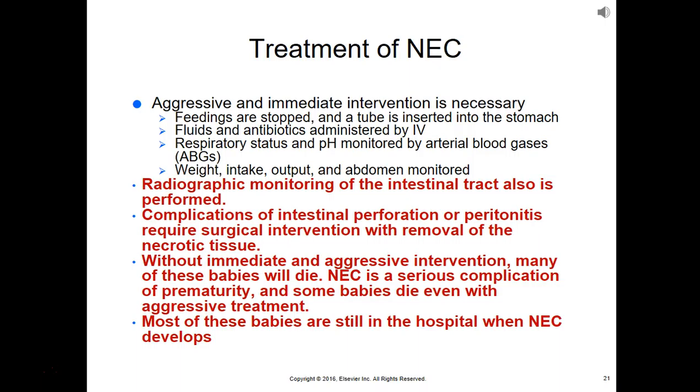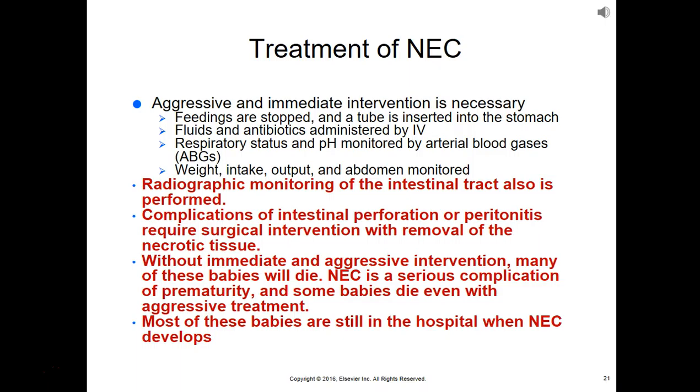Radiographic monitoring of the intestinal tract is also going to be performed, so we'll do some x-rays, CT scans, MRIs if we need to. Complications of intestinal perforation or peritonitis require surgical intervention with the removal of the necrotic tissue. The tissue is dead, so we have to get it out of there. Without immediate and aggressive intervention, many of these babies will die.